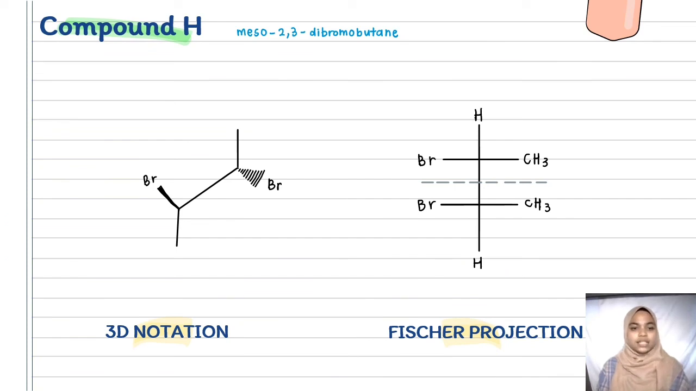Compound H is a meso compound because it contains two identical stereocenters. It also has an internal plane of symmetry that divides the compound into halves. So these two halves reflect each other.